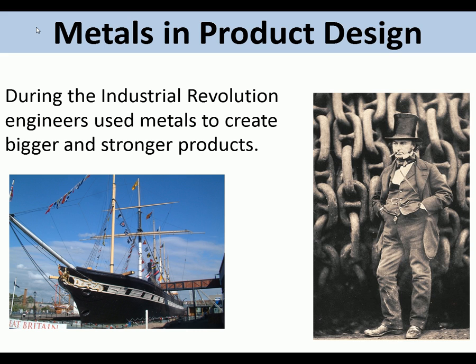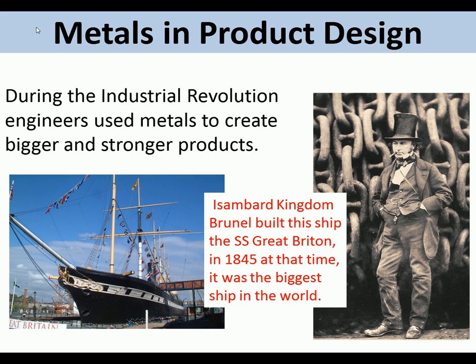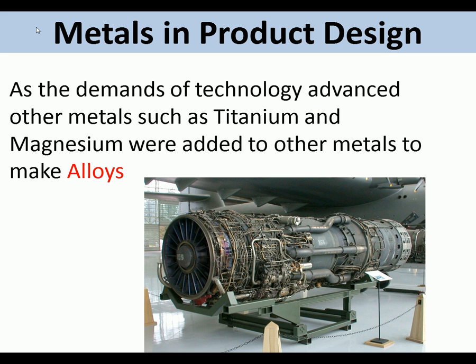During the Industrial Revolution, engineers used metals to create bigger and stronger products. This engineer, Isambard Kingdom Brunel, built this ship, the SS Great Britain, in 1845. At this time, it was the biggest ship in the world, made from iron. As technology moved on, engineers discovered that by adding carbon to iron, it made steel. Steel is stronger and harder than pure iron, and moved forward for other engineering and manufacturing products.